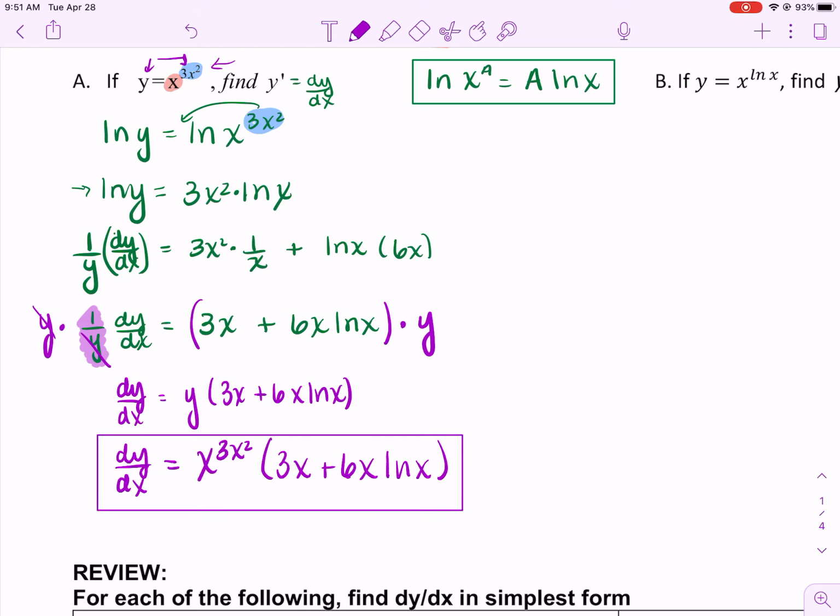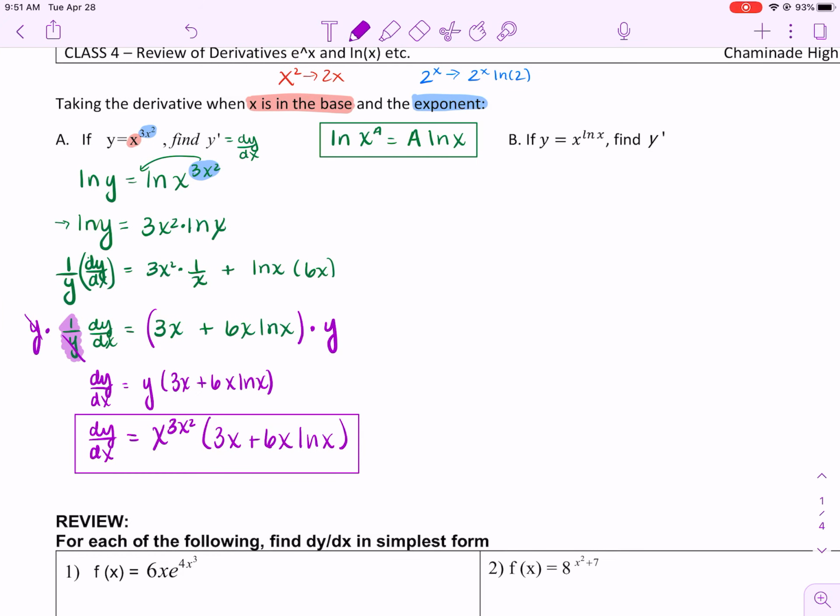That is it. Okay, so again, we're really just taking the natural log of both sides to bring that exponent with the x out of the exponent. And then we're trying to use implicit differentiation, again, to solve for dy dx. So let's go through one more example before you're left to practice derivatives on your own.